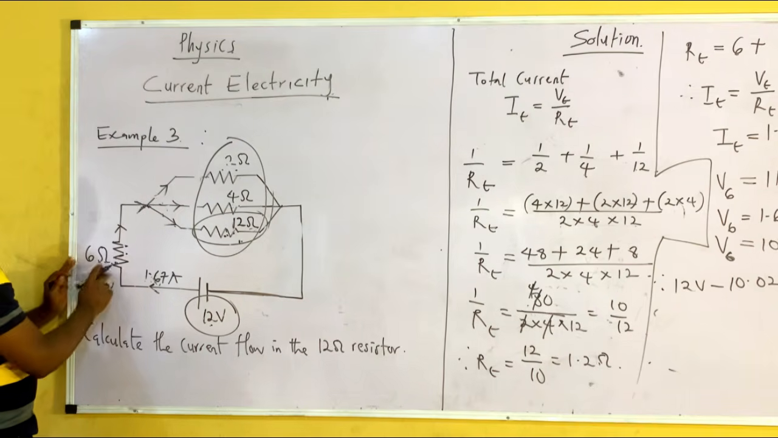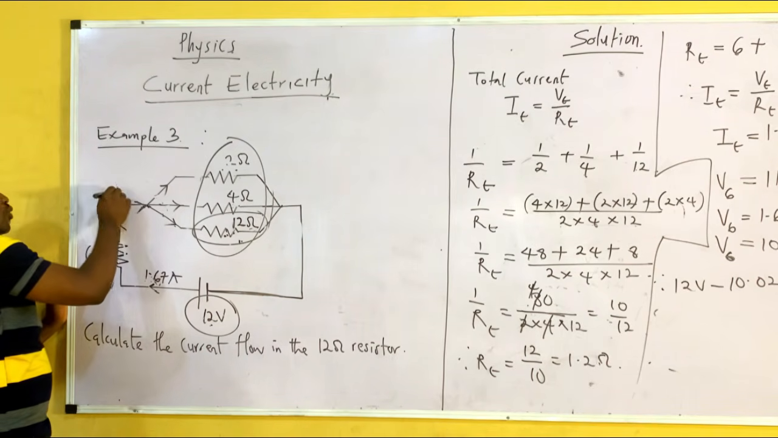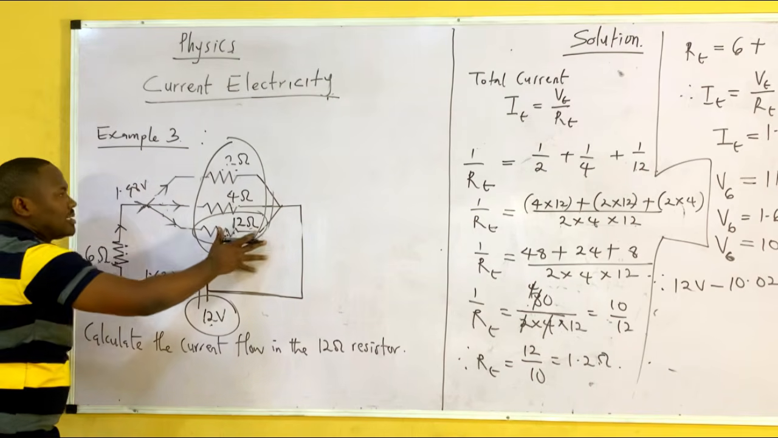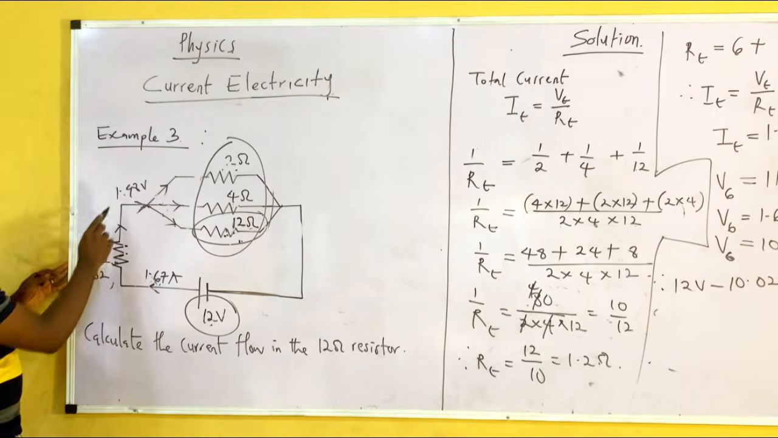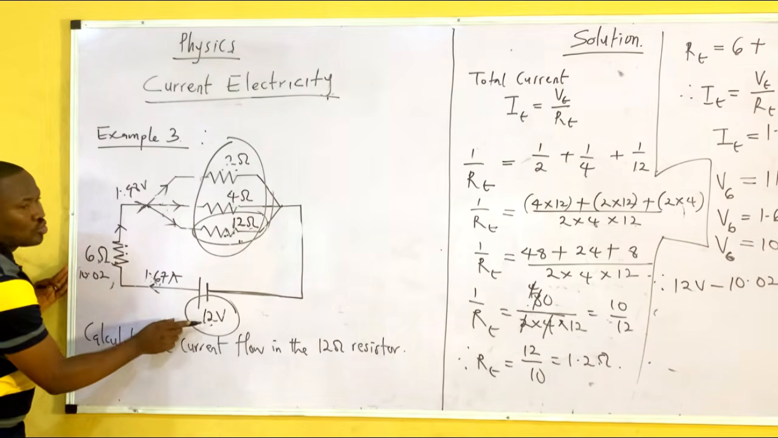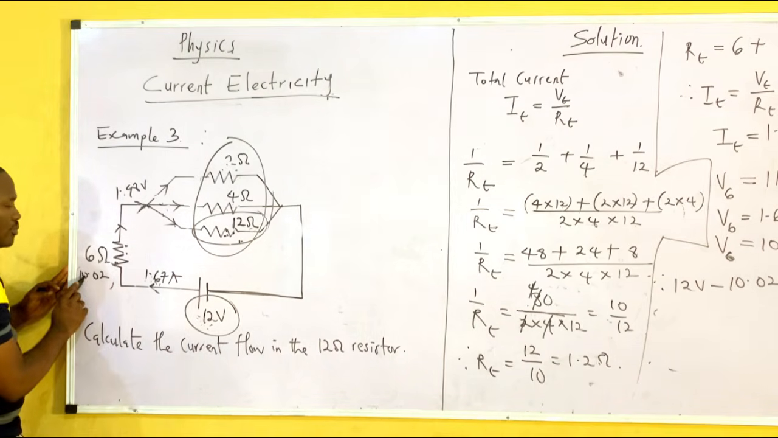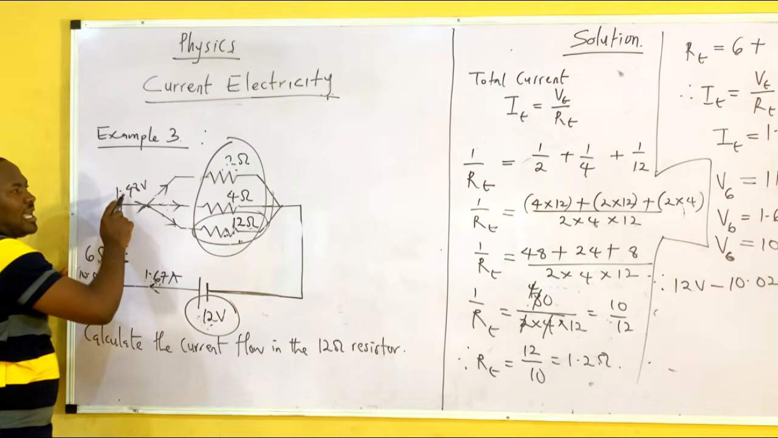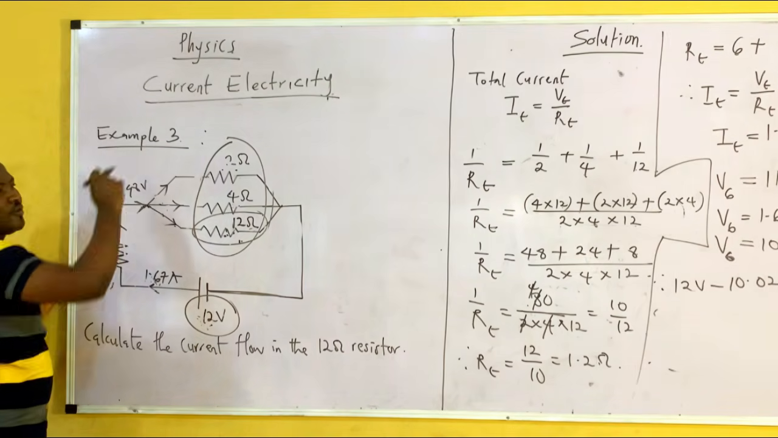Remember, this one has 10.02. So the remaining 1.98 volts is what each of these resistors have. So if you add 1.98 plus 10.02, you have 12 volts, which was the total. So now, of these 12 volts, 10.02 is in the 6 ohms resistor. So the remaining 1.98 volts is the same for each of these circuits.